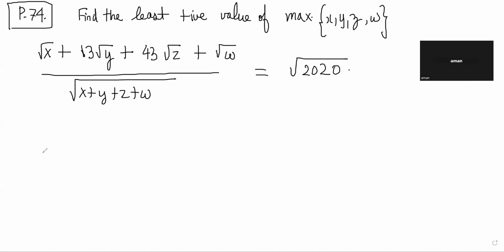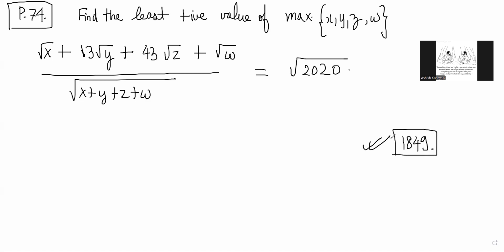सर सेपरेट करके कॉची शॉर्ट्स लगा दिया. कुछ आया आंसर? क्या आंसर आ रहा है? सर आंसर 43 स्क्वायर आ रहा है, 1849. Yes sir. Aradhya, are you also getting this? Least value of maximum of x, y, z. Are you also getting something? Oh, yes, sir. I am getting 13 square into 43 square.